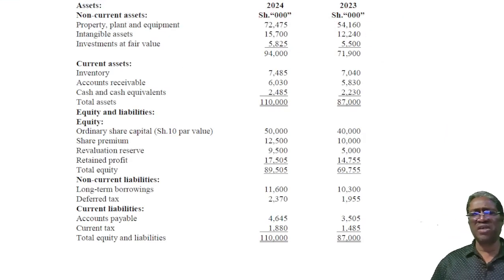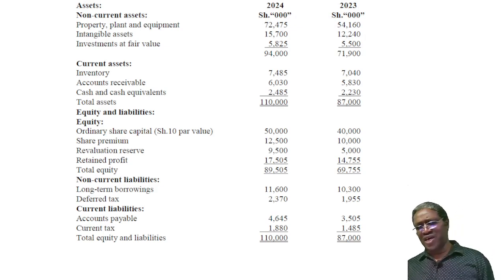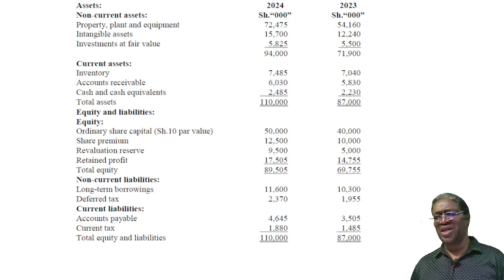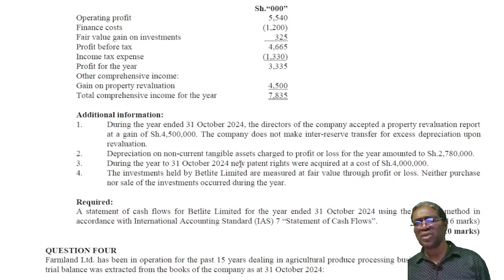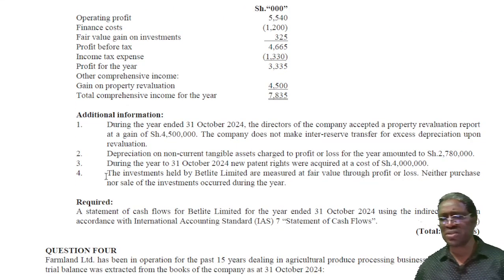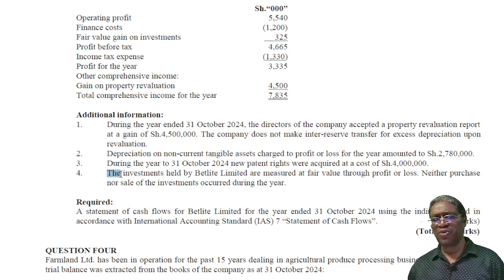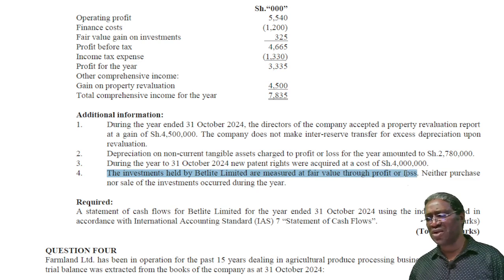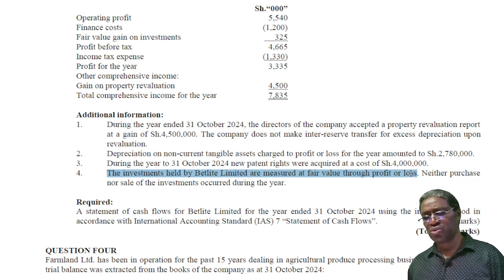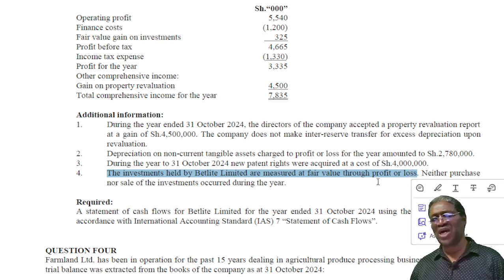From there, I can see after the intangible assets, I have investments at fair value. Last year, I can see the value was 5.5 million. This year, the balance sheet says 5.825. I think there was something concerning it in the additional information. Where was that? Note number 4. Number 4 said, investments held by B Limited are measured at fair value through profit and loss. Neither purchase nor disposal of the investment occurred during the year.